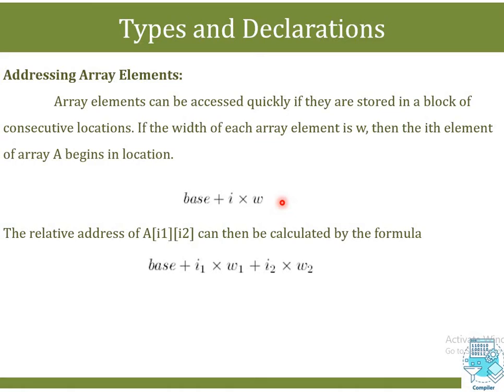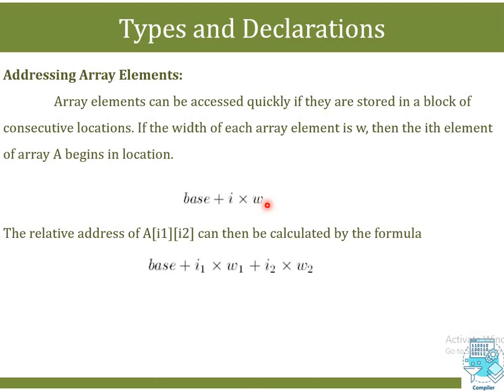To be specific, if you want the fourth position element, it is base address plus 4 into the width of each element. If it is an integer array in Java, the width of every element will be 4. So base plus I into 4. By using this, you can find the element directly, instead of sequentially accessing the elements.